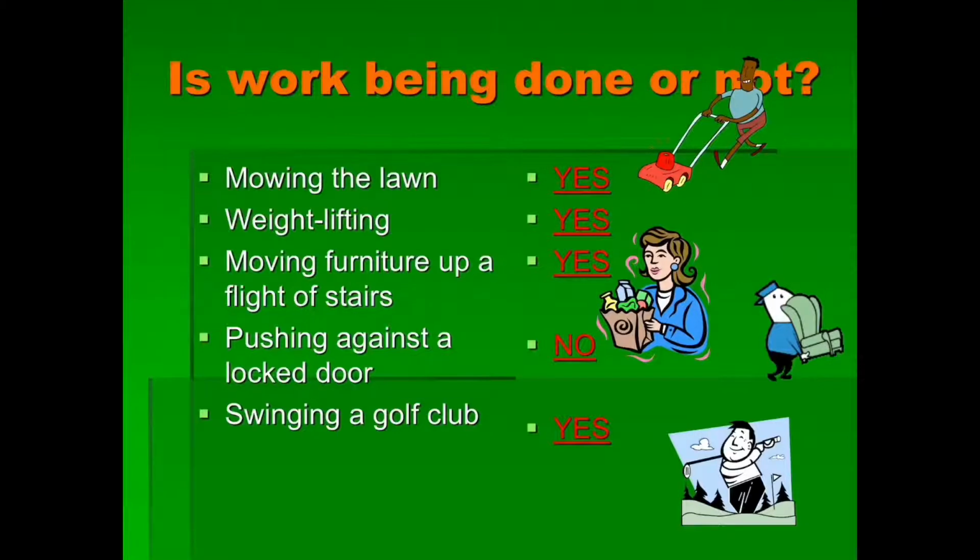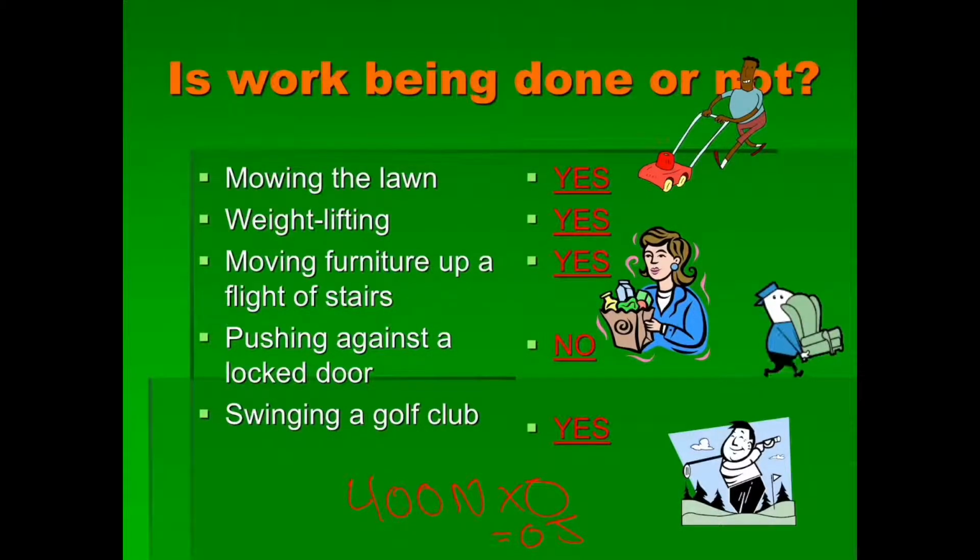Now if you're pushing against a locked door, yes, you are applying a force, but the door is not moving anywhere. So let's say you applied 400 newtons of force, but since the door isn't going anywhere, your distance is 0. So you end up with 0 joules, which also means no work.